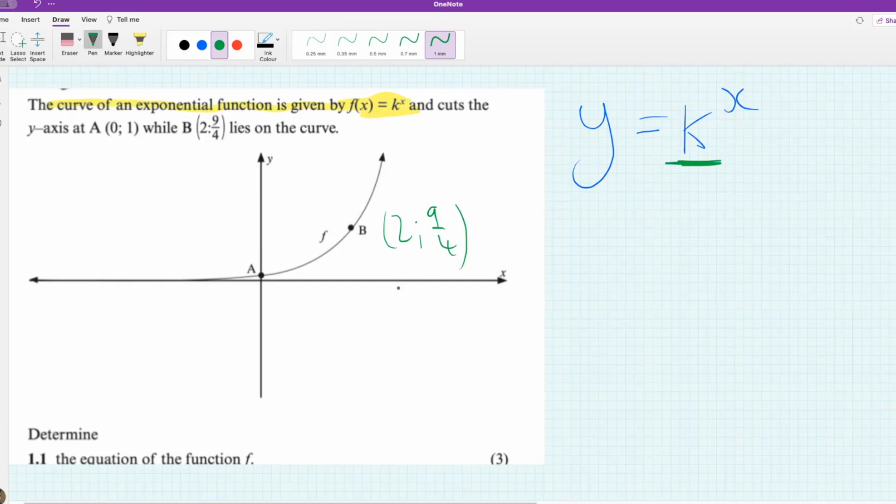Now, if I put x is 0 in here, it's going to be hard to find k. So the point I need to use to help me is the point 2 and 9 over 4 to find out what the value of k is. What should I do with this point to help me find the value of k?